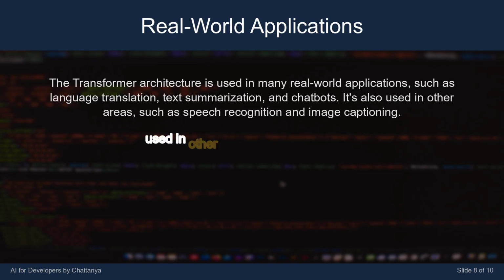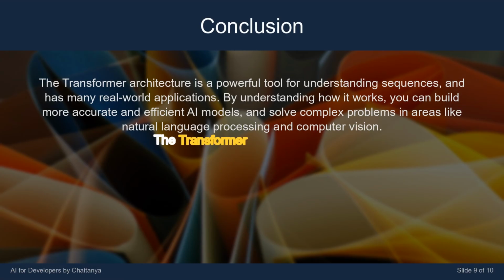It's also used in other areas, such as speech recognition and image captioning. The transformer architecture is a powerful tool for understanding sequences, and has many real-world applications. By understanding how it works, you can build more accurate and efficient AI models, and solve complex problems in areas like natural language processing and computer vision.